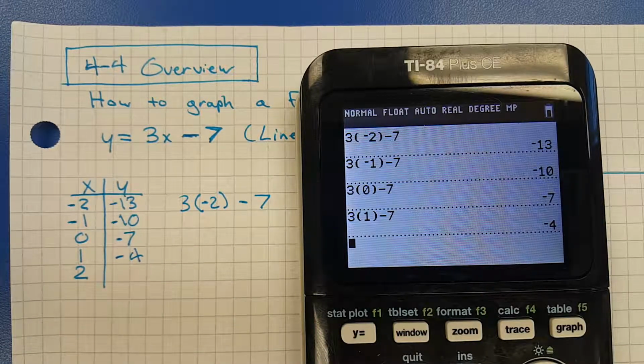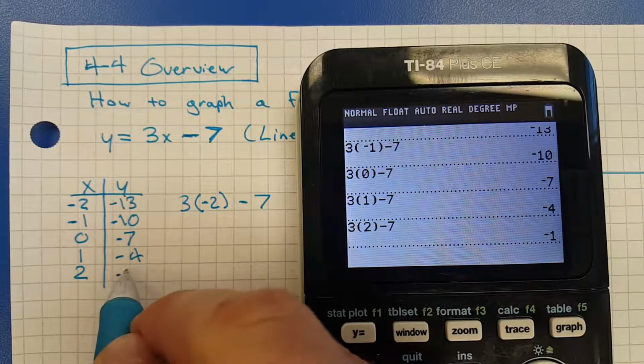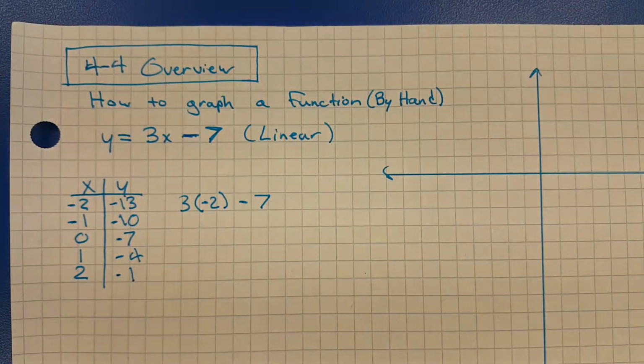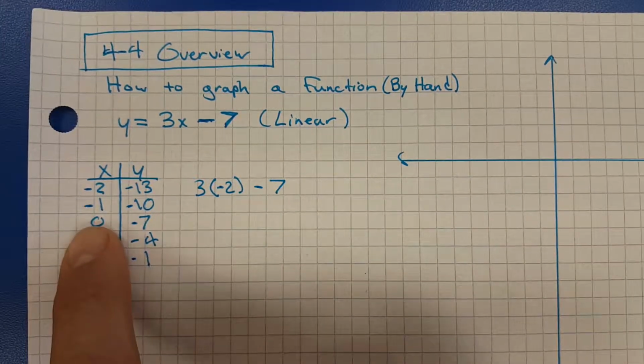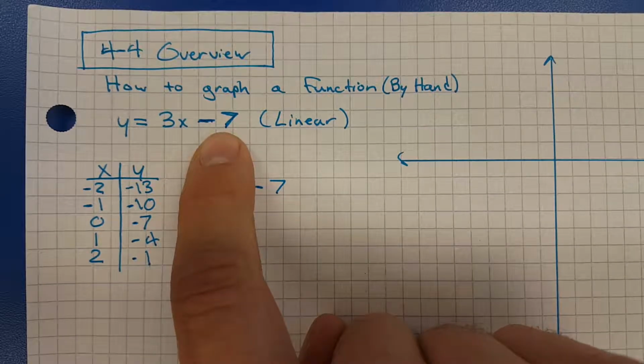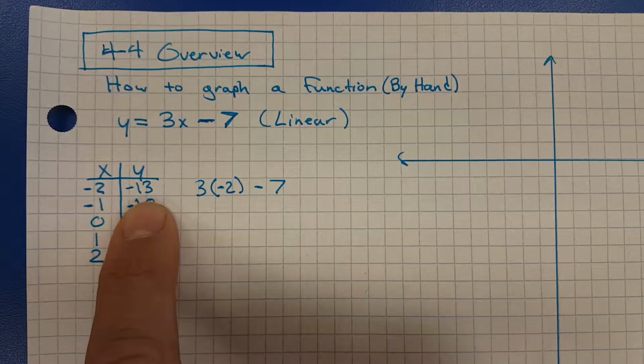Plug in a 2. Now you probably don't even need to plug in the next one. You probably know what it is just by number sense, spatial sense, spatial awareness, all those fun things. -1, weird. So it seems that all of our numbers increased by 3. Weird. And then when I plugged in a 0, I got a -7. Interesting. So these are all coordinate points, students. This is the coordinate point -2 and -13.